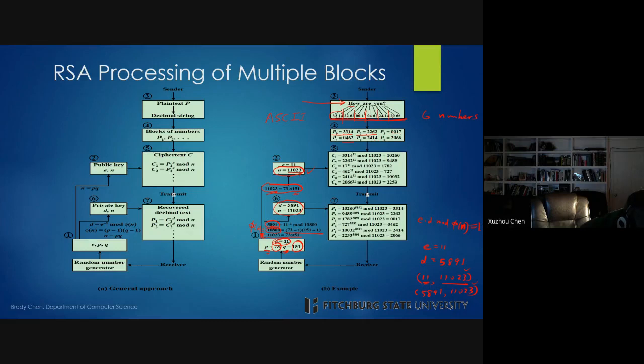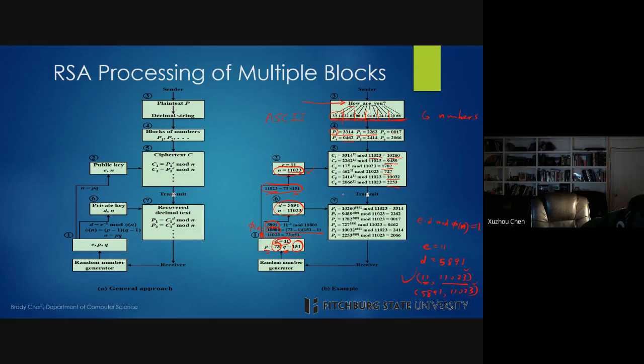So I can make P1 a plain text, P2 a plain text. Then with P1, which is 3314, I can compute 3314 to the 11, which is the public key, modular n. This is C1. And then I can calculate C2, C3, C4, C5, C6. So C1 corresponds to P1, C2 corresponds to P2, C3 corresponds to P3. Okay, so I got this.